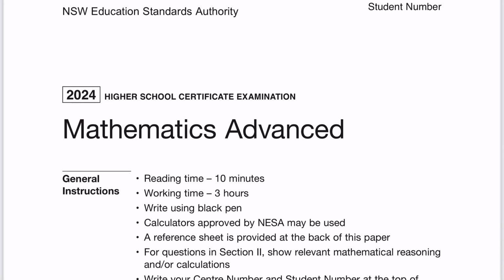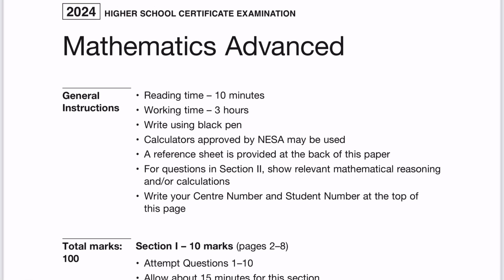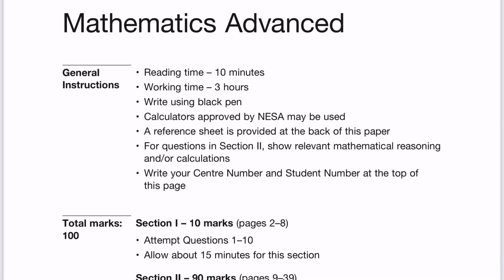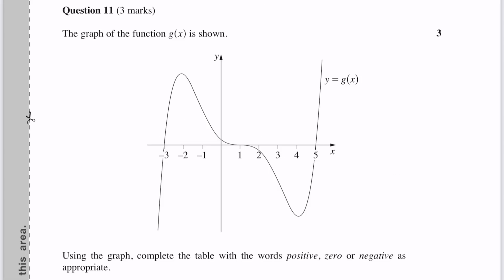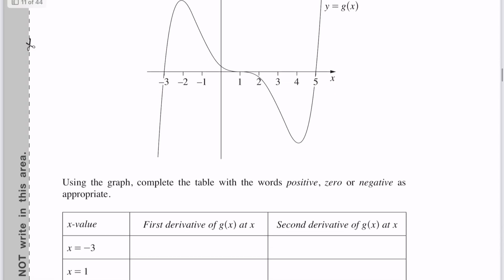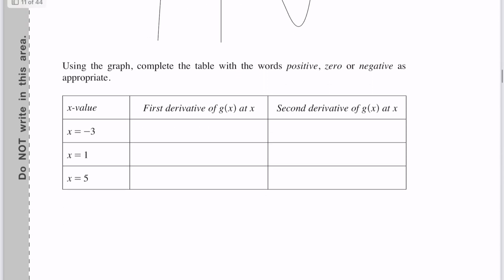So today we're going to take a look at the 2024 Maths Advanced HSC paper, specifically part of section 2. We're going to go through questions 11 to 22. Question 11 says the graph of the function g of x is shown, and we have a graph below. Using the graph, complete the table with the words positive, 0, or negative as appropriate.